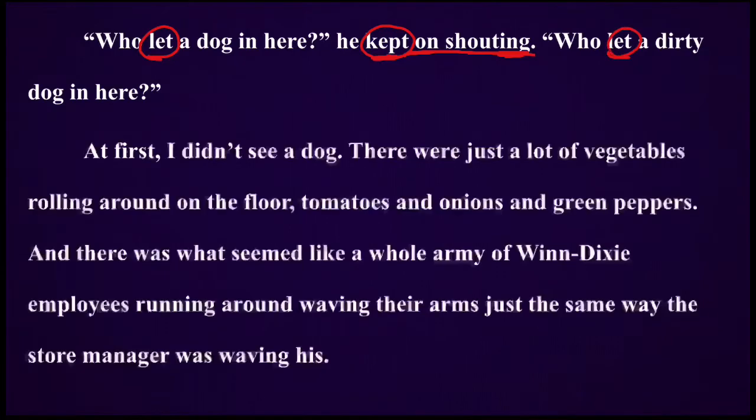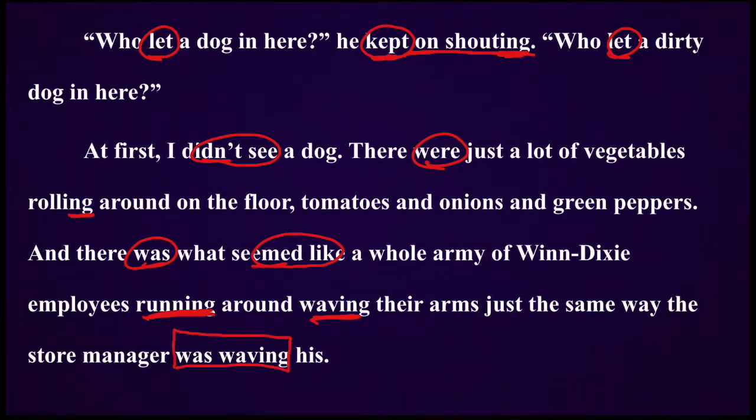At first, I didn't see a dog. So didn't see, past simple. There were just a lot of vegetables. So were is past simple. Rolling around on the floor, tomatoes and onions and green peppers. So again, she's using ing because she wants us to feel like it's happening at this moment. There was, so past simple, what seemed like, so past simple, a whole army of Winn-Dixie employees running around. So again, using the ing to keep things like active and waving their arms just the same way the store manager was waving his. So we see, again, past progressive because this action was already happening.